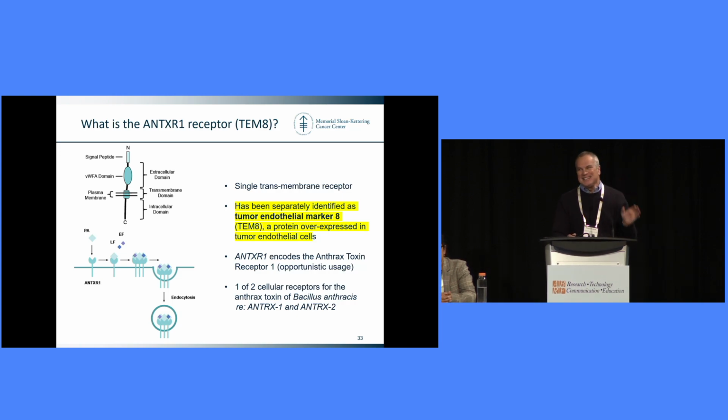Now, opportunistically, anthrax, bacillus, not virus, but toxin, uses the same receptor to get in the cells. So this is a convergent evolution where a virus and a bacterial toxin use the same receptor to get into a cell. Importantly, there's two different receptors for anthrax, anthrax 1 and anthrax 2, and that'll show up important in a minute.